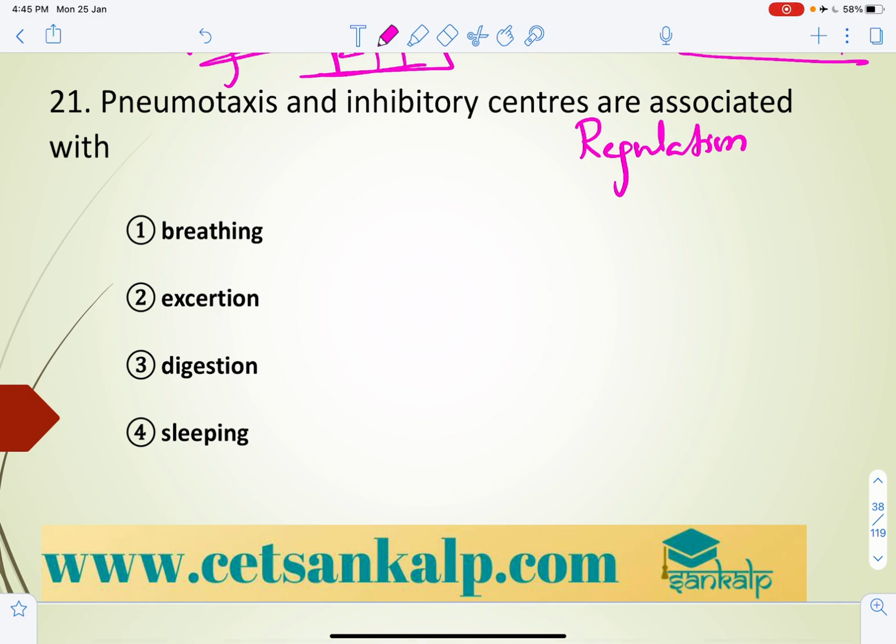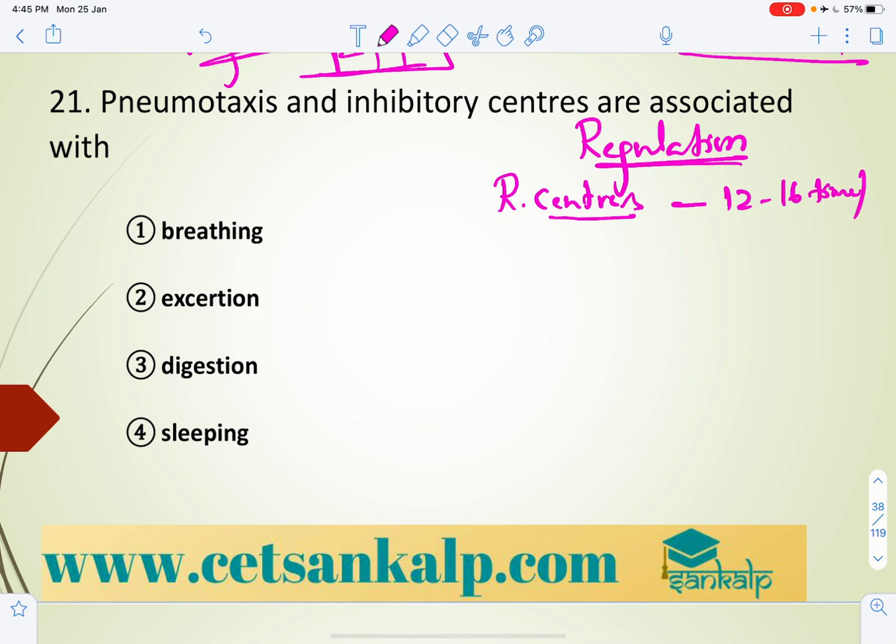Next, regulation of respiration. How is respiration regulated? Generally there are three groups of respiratory centers, which we can call respiratory rhythmic centers. A normal healthy adult person breathes 12 to 16 times per minute. That is the respiratory rate. To maintain that respiratory rate, these respiratory centers help.